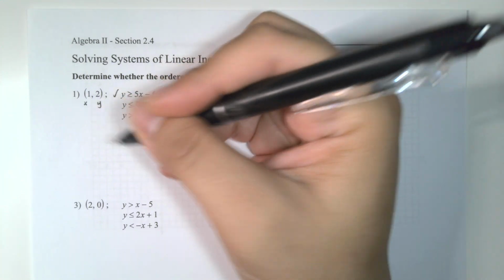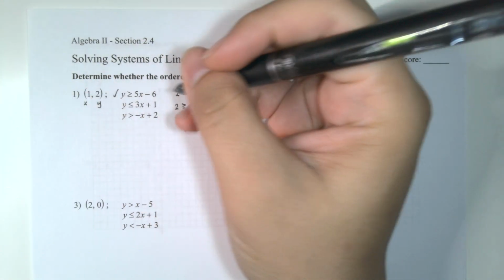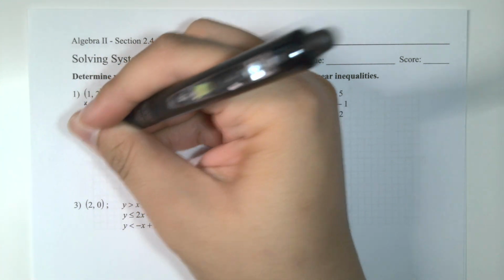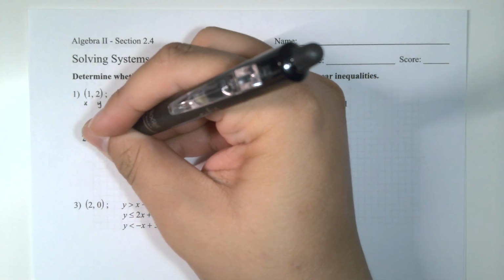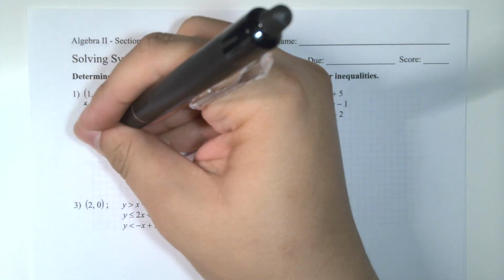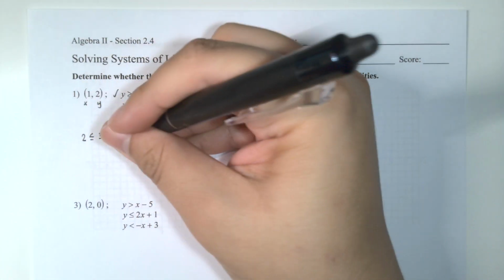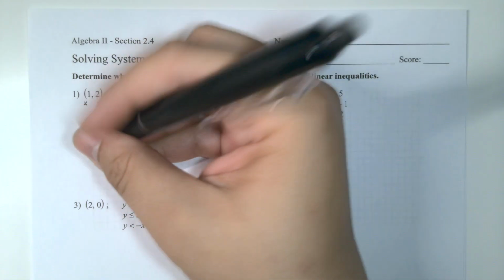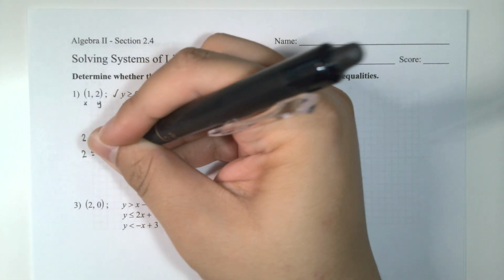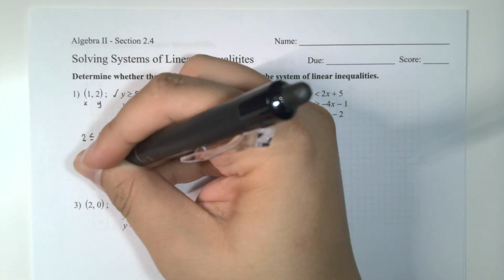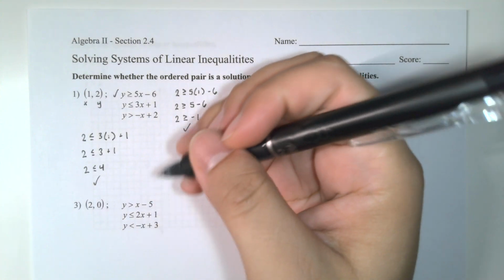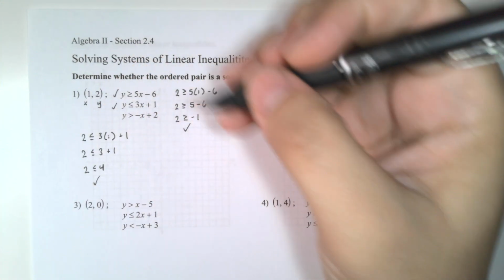If I do the second one, I'll do it down here. y is still 2, and we're saying that y is less than or equal to 3 times, not 2, that's going to be a 1, because x is 1, plus 1. Does this check out? We have 2 less than or equal to 3 plus 1, so 2 is less than or equal to 4. Is 2 less than or equal to 4? Yes. So the second inequality checks out.